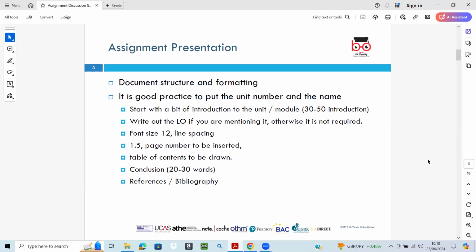Right. So, here we need to discuss the assignment presentation. Okay. So, in preparing your assignment presentation for Unit 3 for Human Growth and Development, it is essential to pay attention to document structure and formatting to ensure clarity and professionalism. So we have a guideline here. It is a good practice to put the unit number and the name.